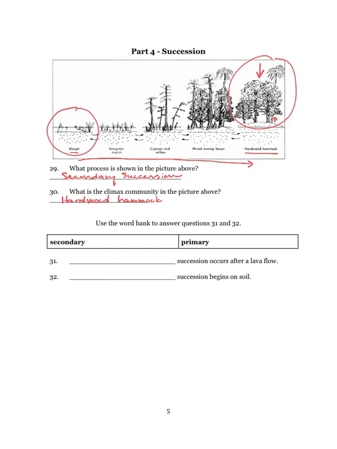31 says blank succession occurs after a lava flow. After you've had lava flow over an area, there's not going to be any soil or anything. It's just barren rock. So if that is where growth is starting from, that's called primary succession.